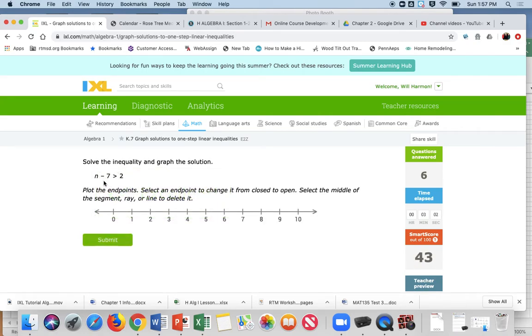So again, once in a while, you're going to get these thrown into here. So you have to get the n by itself. I do that by adding 7 to both sides. Well, 2 plus 7 is 9. And it's going to be an open circle. And I'm eating the n.